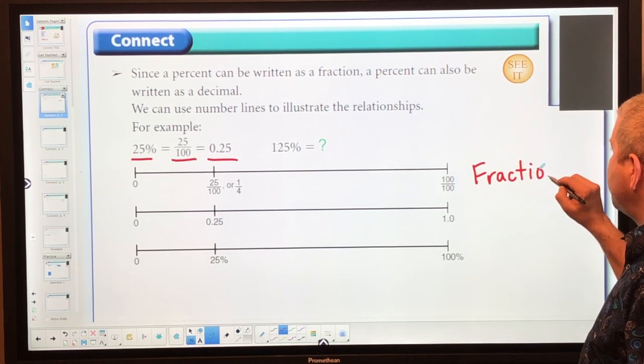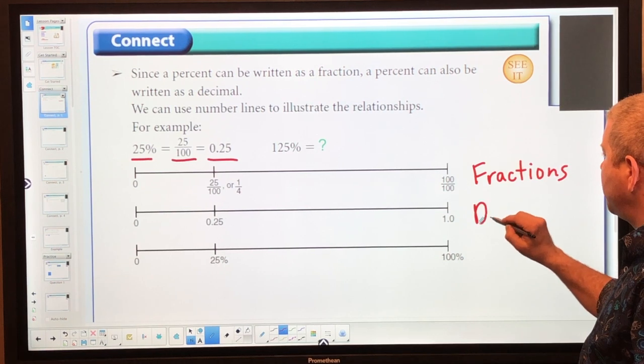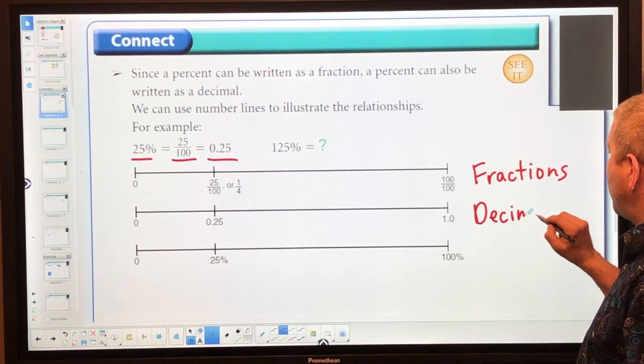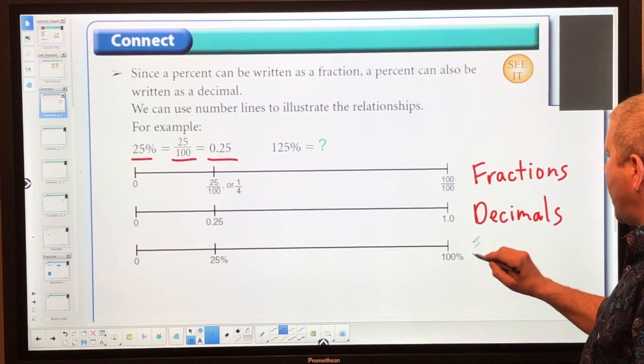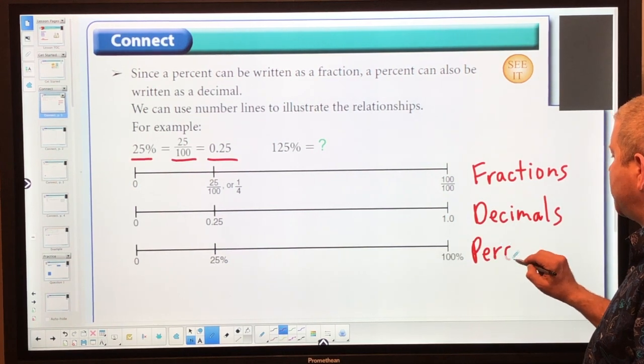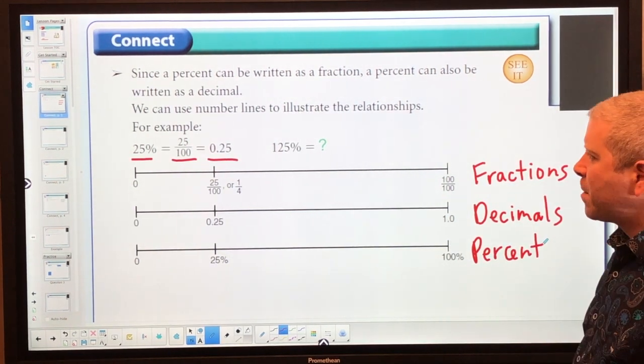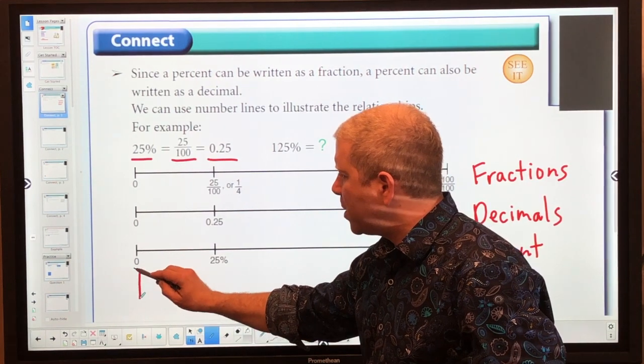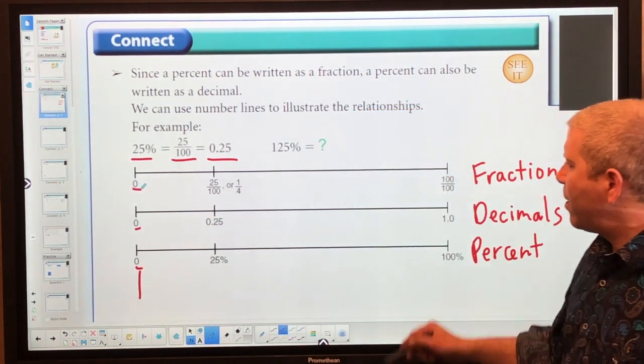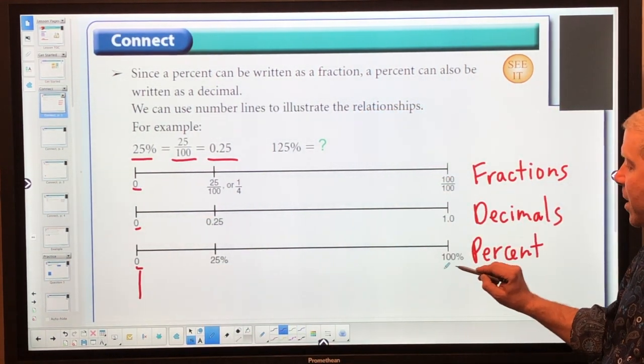We're going to have decimals in the middle, and we're going to have percentages here at the bottom. I'm just going to write percent. And on the left, notice they are all 0. And on the right, we have what's equivalent to 100.